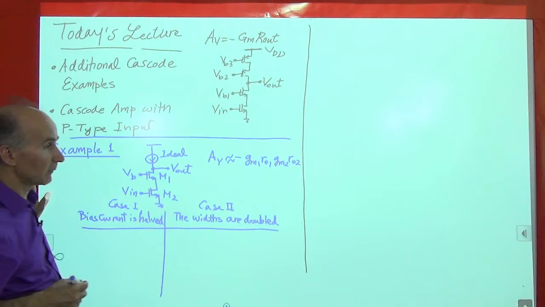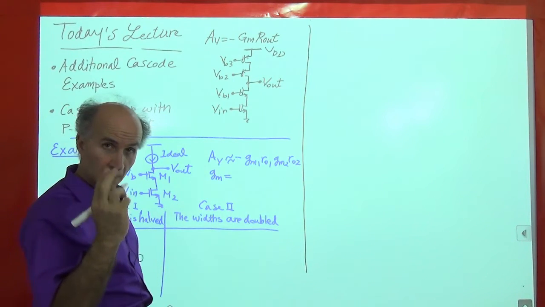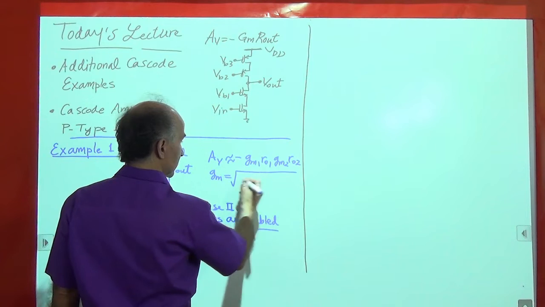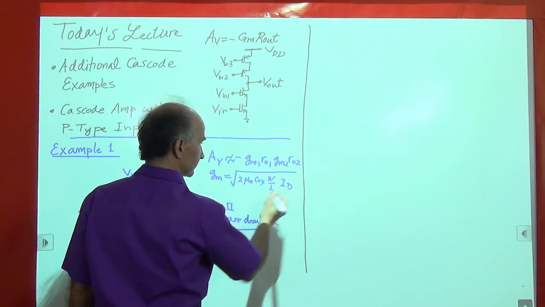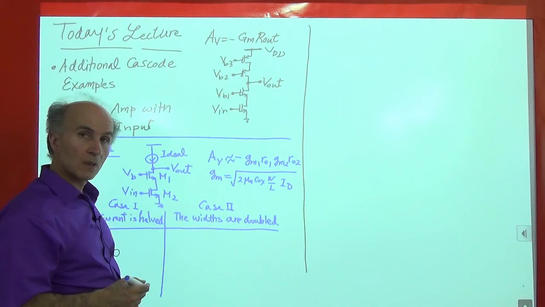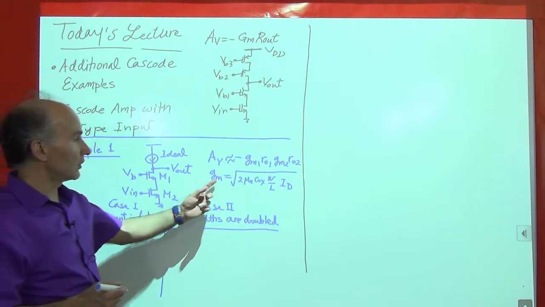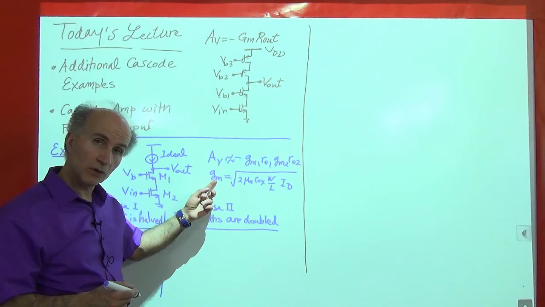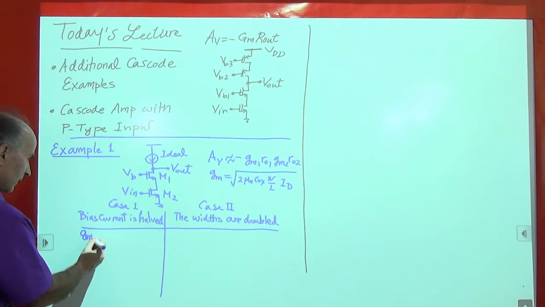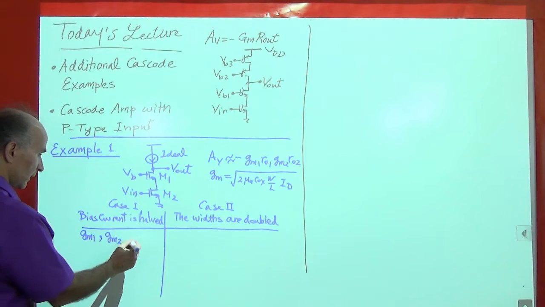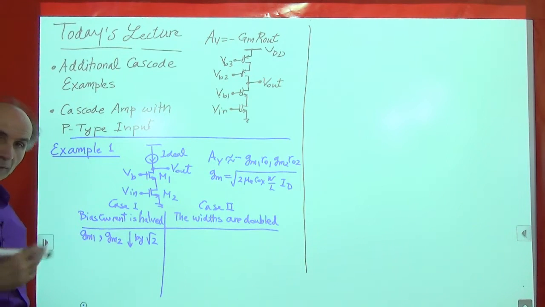I have to remember some equations here. The equation for GM from Electronics 1, one of the 3 equations, was this: GM = square root of 2 mu n C ox W over L ID. So if ID, the bias current, goes down by a factor of 2 because it's halved, then GM goes down by a factor of square root of 2. So GM1 and GM2 both drop by square root of 2; both of them are divided by square root of 2.